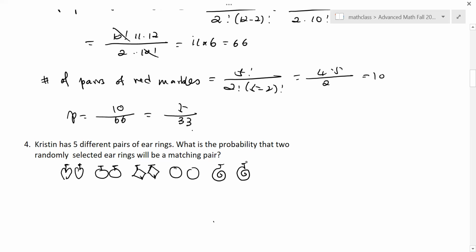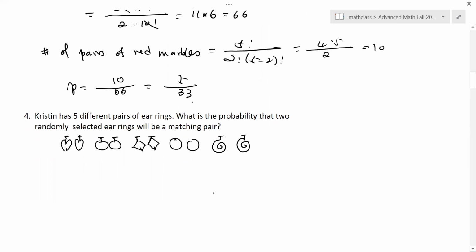Okay, so you have 5 pairs, but they're separate. In total, you have 10 earrings here, and you randomly pick 2 earrings. That does not mean they match. So what is the probability you get the match? You grab 2 earrings, but think about it, the order doesn't matter, right? So if you select, yeah, remember, right?